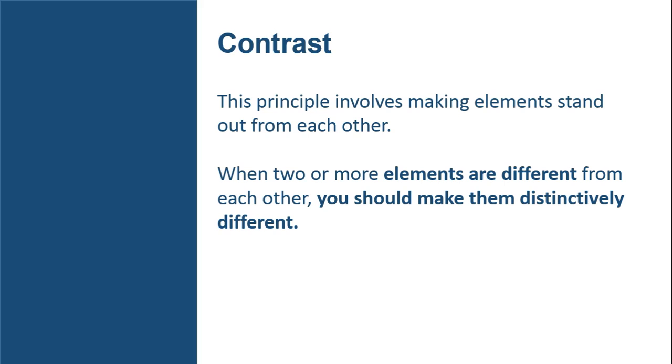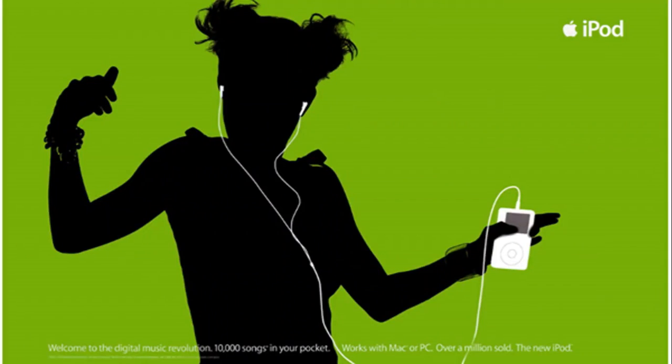Let me further explain by using visuals, because this is a visual class. So you look at this image. This was done by Apple when they launched their new iPod. I could see the background there, they're using colors and images. How about if the image of the girl who's enjoying the music was also the same color as the background? You see, those are two elements. So the principle of contrast states that when two or more elements are different from each other, you should make them distinctively different so that they could pop out.